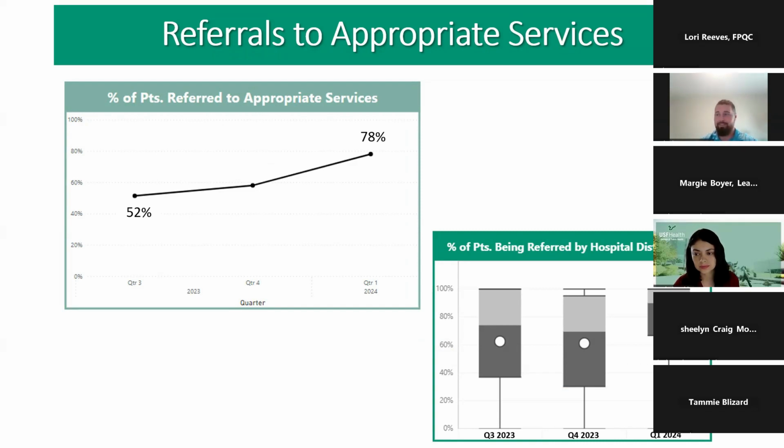Again, in the bottom right, this is our distribution of referrals by hospitals in the initiative. Quarter three and quarter four, we see that that box plot doesn't really move too much, but we do see in the first quarter of 2024 that we have a lot of processes in place.